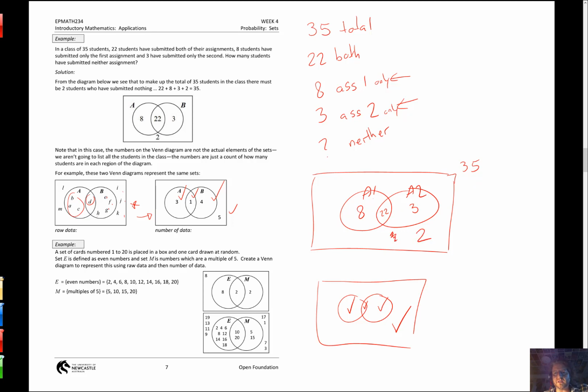There's my completed Venn diagram. Let's check. 8 handed in assignment 1 only. Yep. 3 assignment 2 only. 22 have handed both in. And all these numbers add up to 35. Ripper. Great Venn diagram.